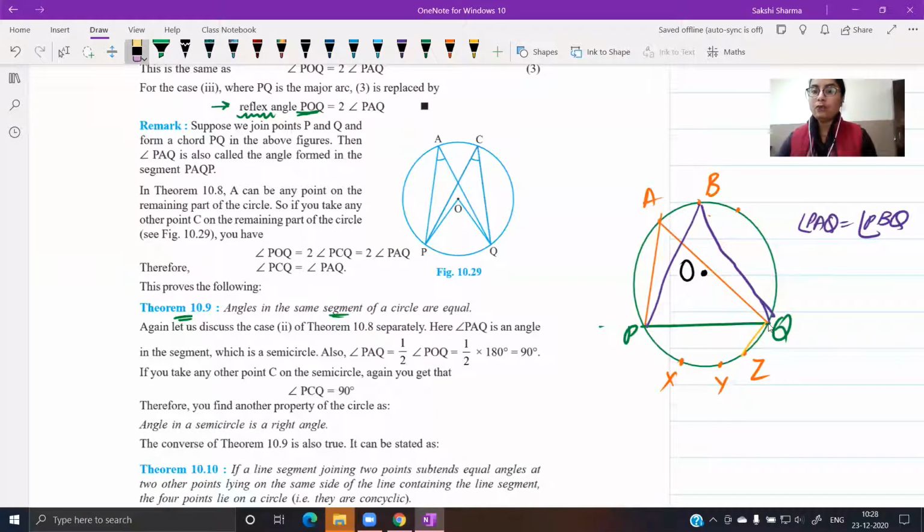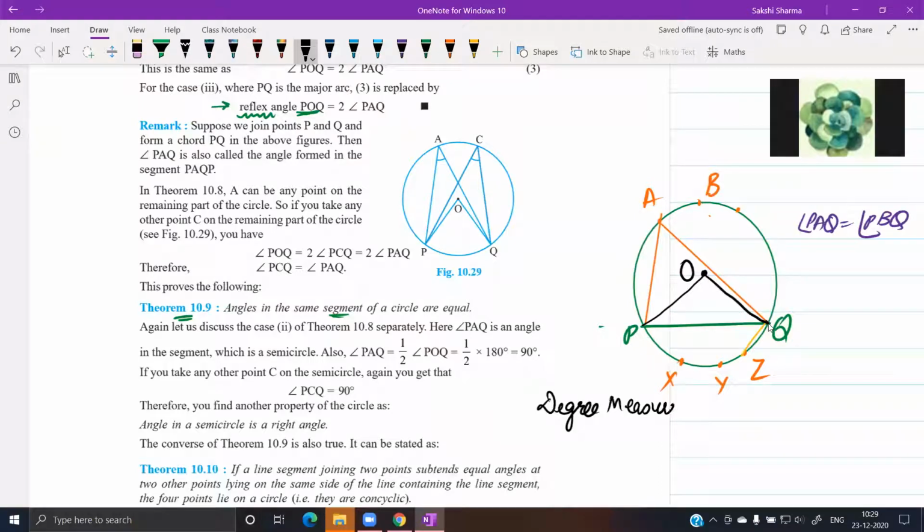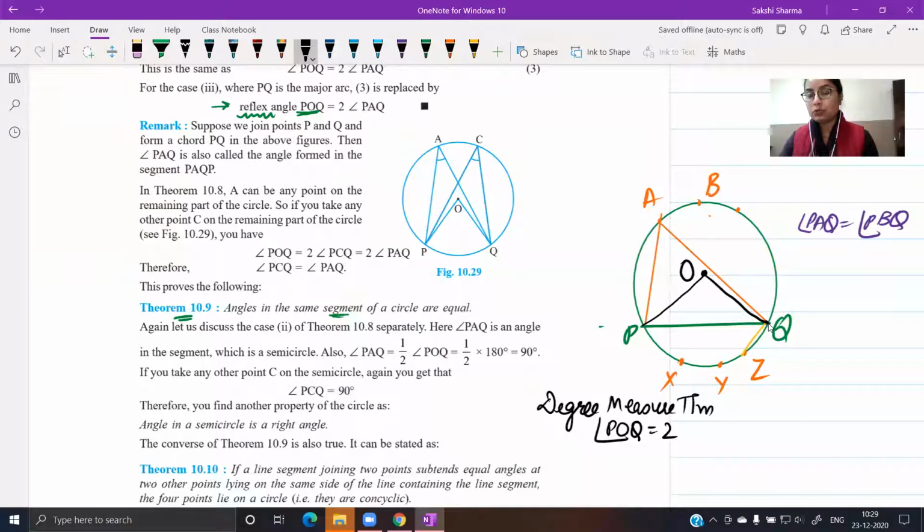So right now I've got arc PQ subtending angle PAQ at the center. And if I wanted to use my degree measure theorem, what would the relation be? By degree measure theorem, angle POQ equals twice angle PAQ. This is what my degree measure theorem states.